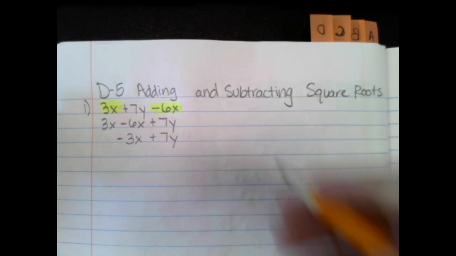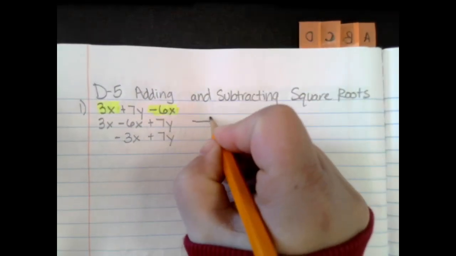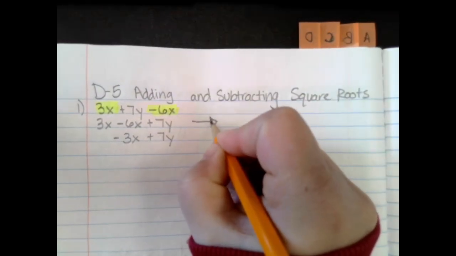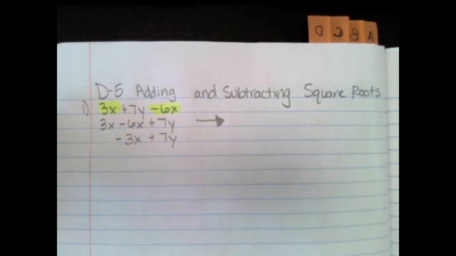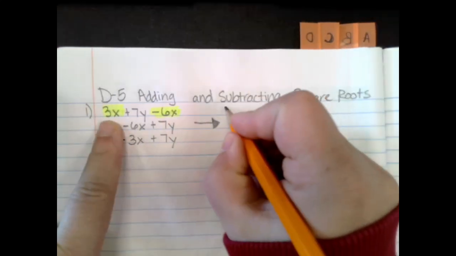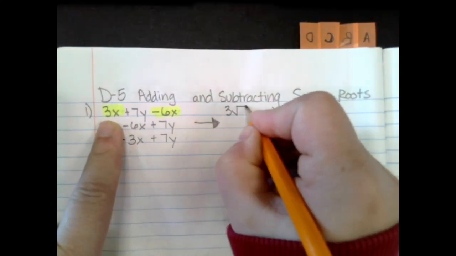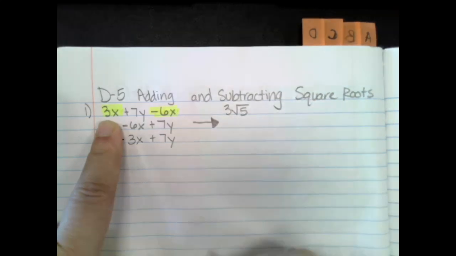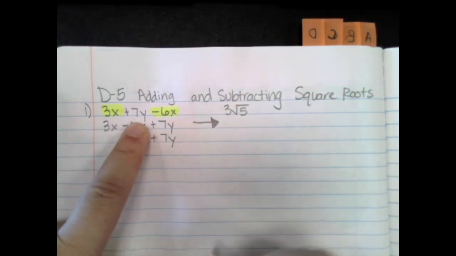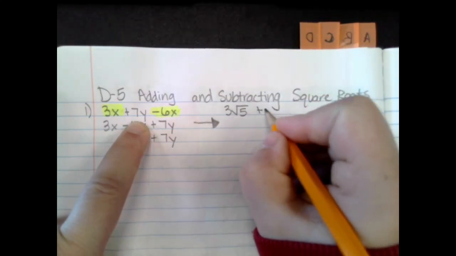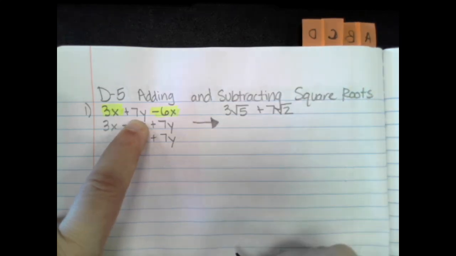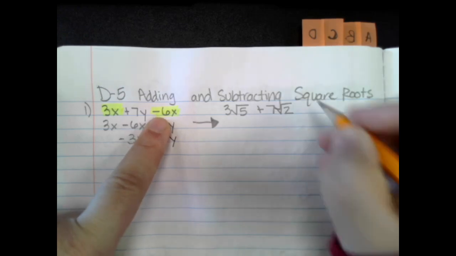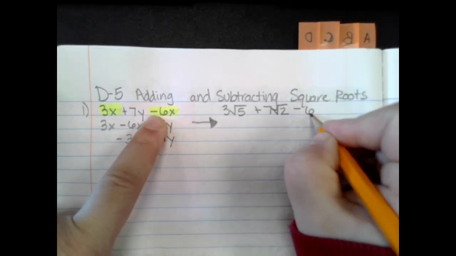All right, so today I'm going to do a little arrow to show that we're moving on. Today, instead of x's and y's, we're going to have square roots. So let's say instead of 3x, we have 3 times the square root of 5. And instead of plus 7y, we have plus 7 square roots of 2 minus 6 square root of 5.